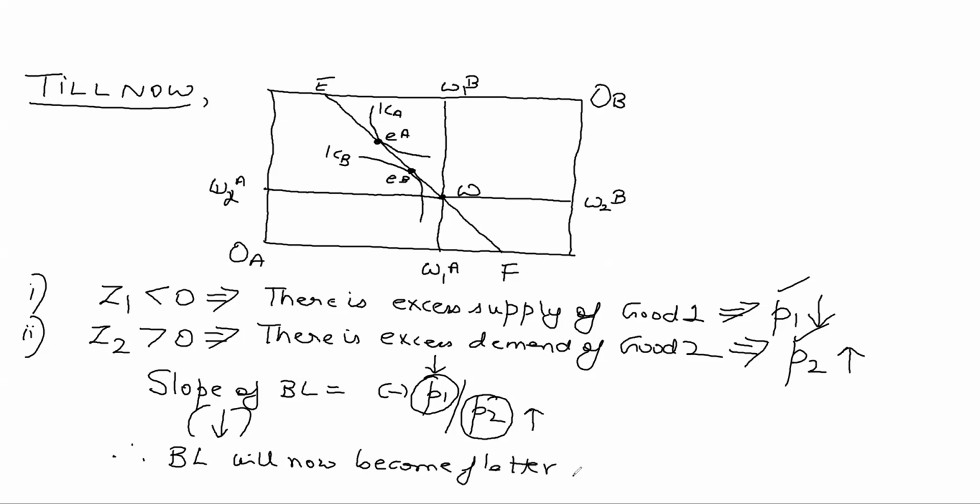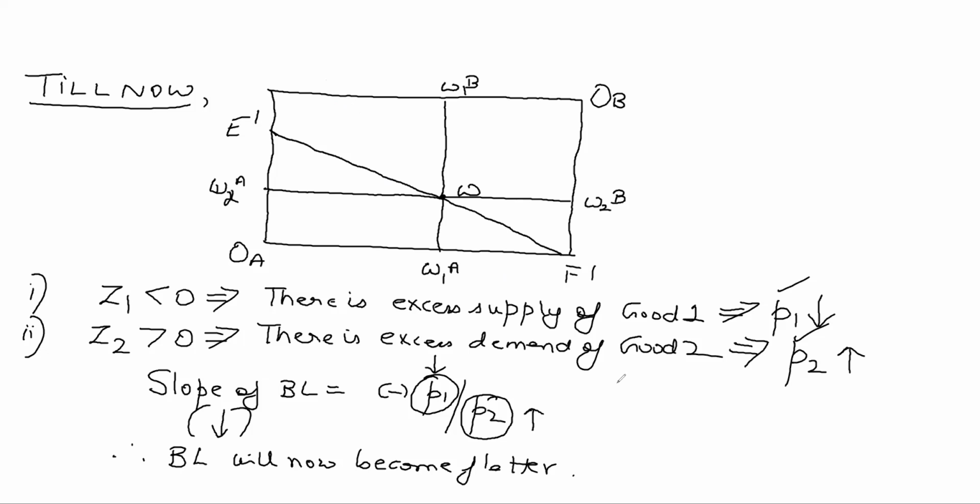So my budget line will no longer be EF. My budget line will now be flatter. So I can draw another budget line. I am erasing all these points now. My budget line, instead of being EF, will now become flatter like this. This will be E dash F dash. Now EF will no longer be the budget line. Now my budget line will become flatter than before, E dash F dash.